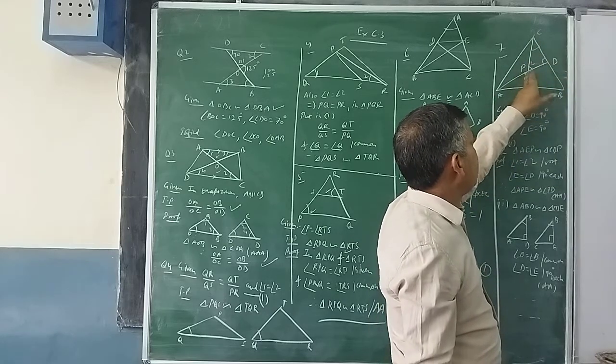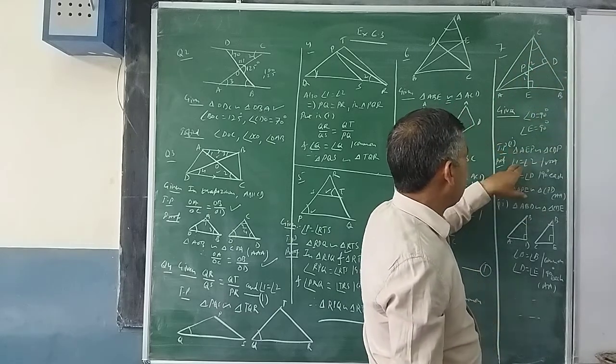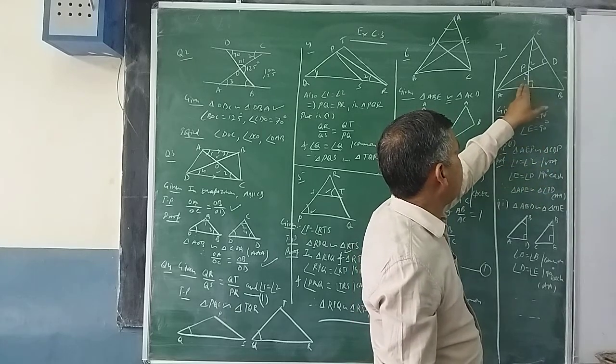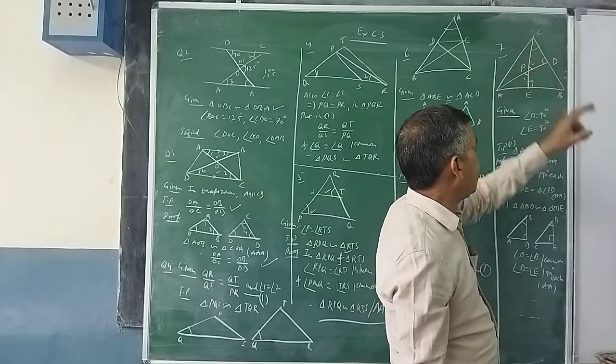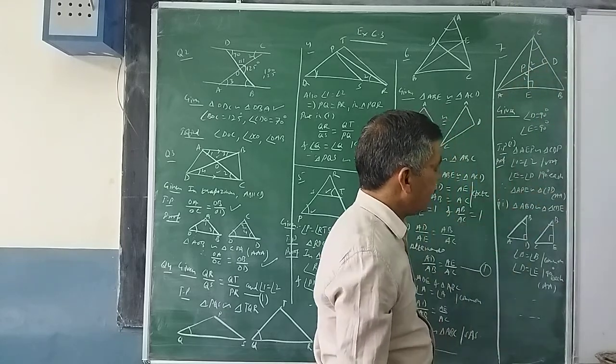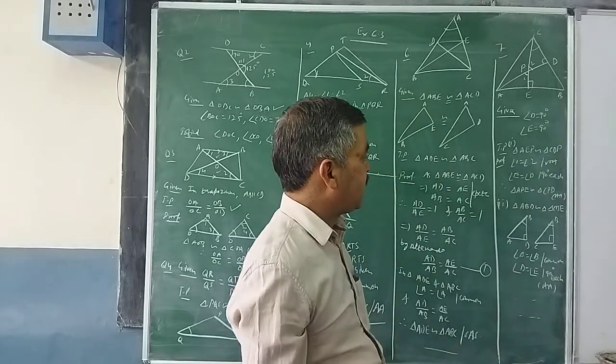So here you can see one pair of vertically opposite angles I'm getting over there, 1 is equal to 2. And then E and D you can see by linear pair, this also will be of 90, D already is of 90. So I can write the two triangles are similar by angle-angle criteria.